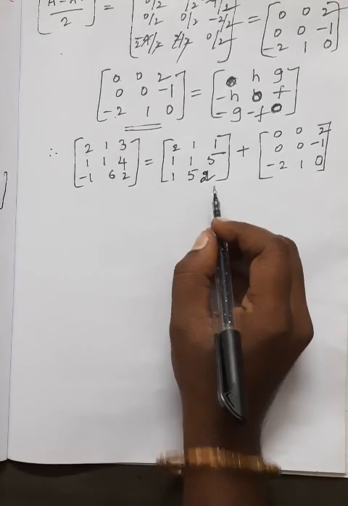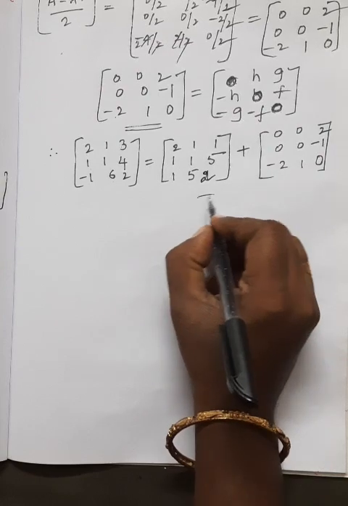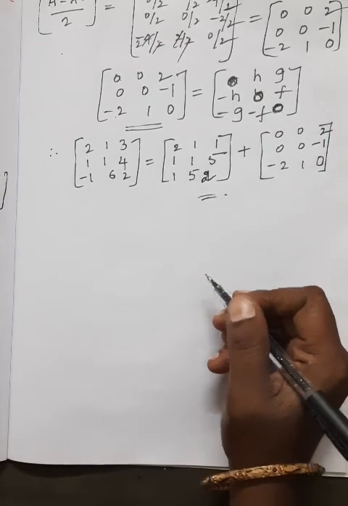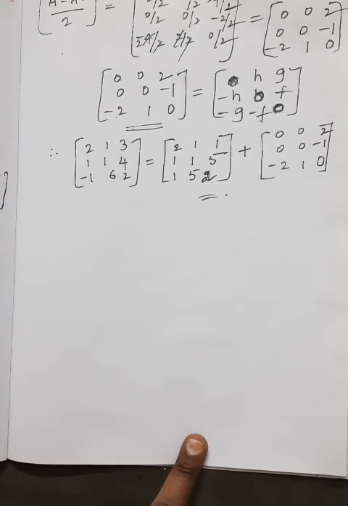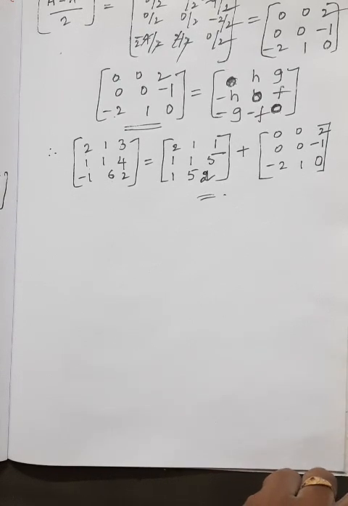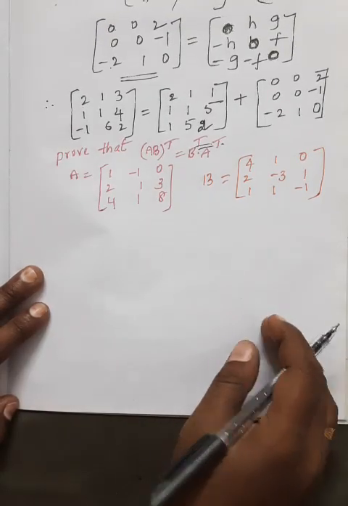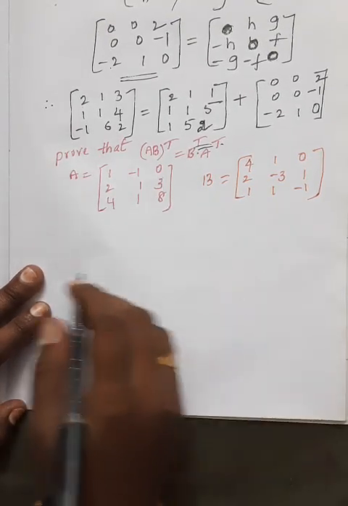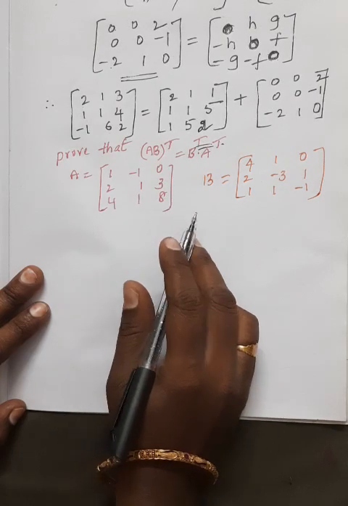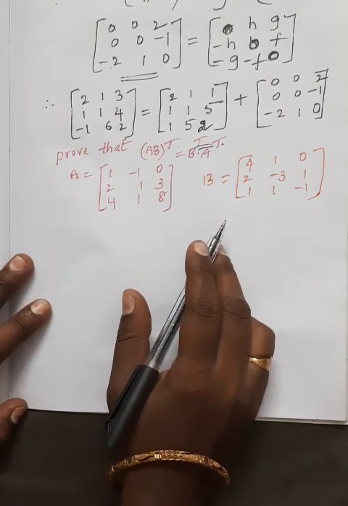So here 2 plus 0 is 2. So like this you can solve the questions given in your second exercise. Now let us prove the properties of transposes. So here we have proved that (AB) whole transpose equals B transpose into A transpose.